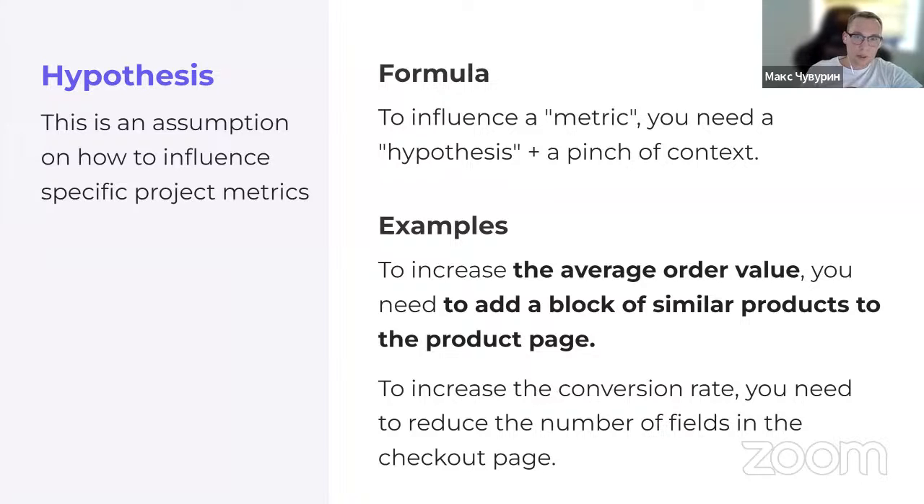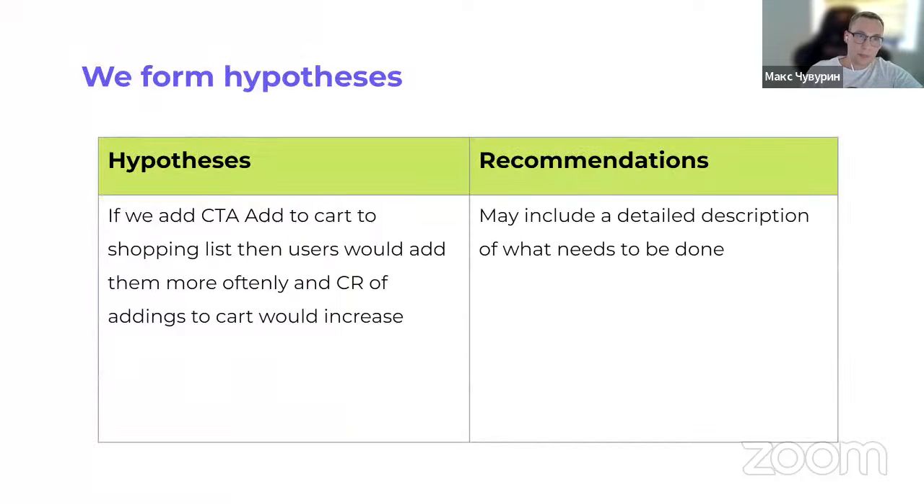Well, we talk about hypotheses. Let's dive a bit deeper into what a hypothesis actually is and what it might look like. A hypothesis is an assumption on how to influence specific project metrics. To influence a metric, you need a hypothesis plus a pinch of context. For example, to increase the average order value, you need to add a block of similar products to the product page. To increase the conversion rate, you need to reduce the number of fields on the checkout page. So globally, it sounds like that.